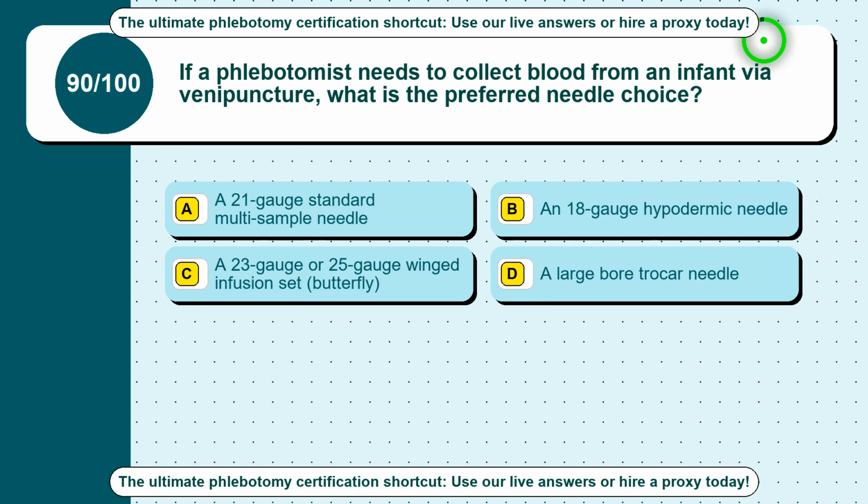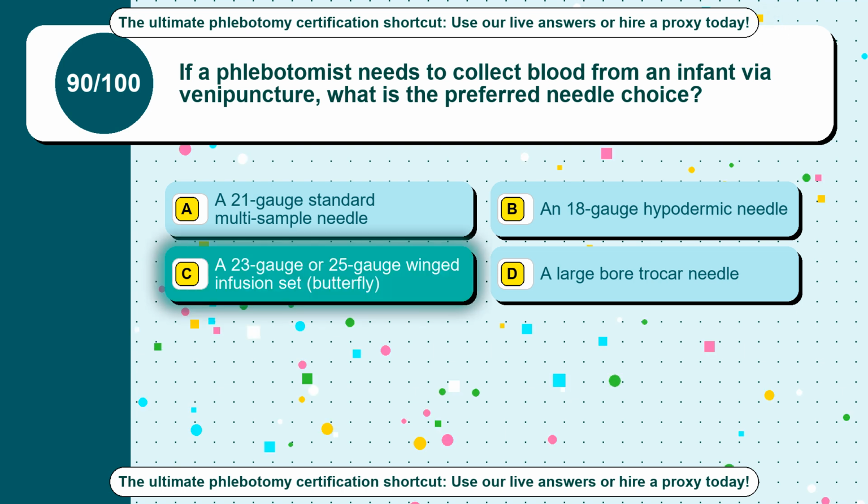Question 90. If a phlebotomist needs to collect blood from an infant via venipuncture, what is the preferred needle choice? Option A. A 21-gauge standard multisample needle. Option B. An 18-gauge hypodermic needle. Option C. A 23-gauge or 25-gauge winged infusion set, butterfly. Option D. A large bore trocar needle. The correct answer is option C.